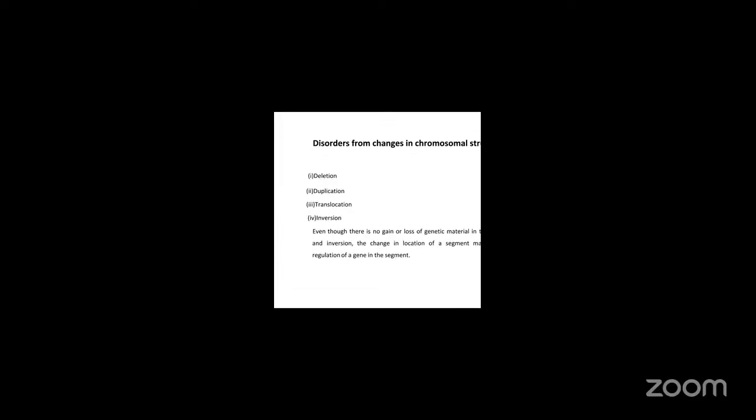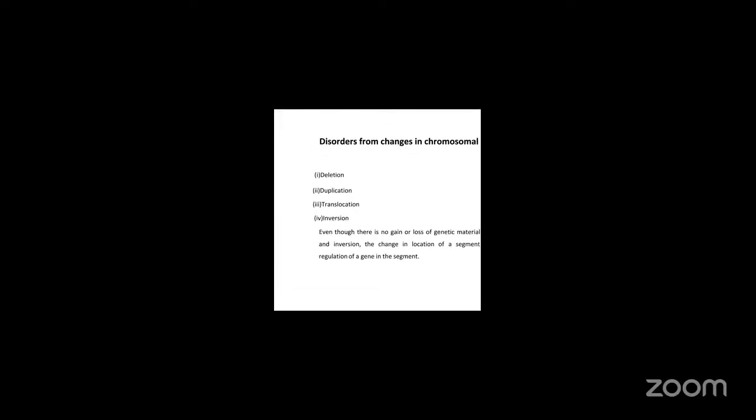Okay. Now, disorders from changes in the chromosome structure. Till now we have seen the disorders related with the number of the chromosomes. But now we are going to see the disorders that are caused due to changes in the chromosome structure. They are deletion, duplication, translocation, and inversion. Already I mentioned that. So deletion, duplication, translocation, and inversion.